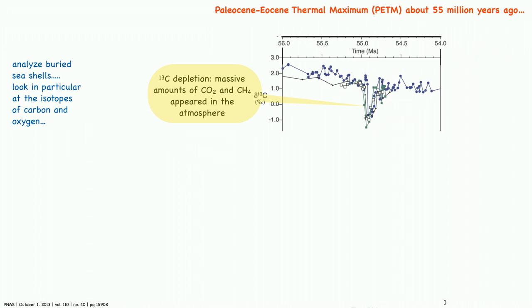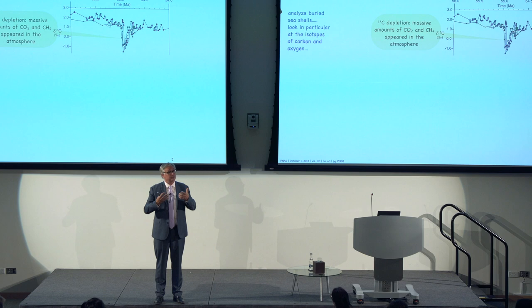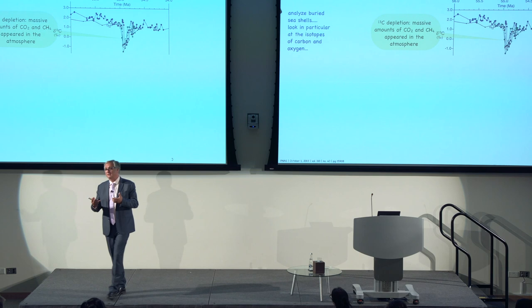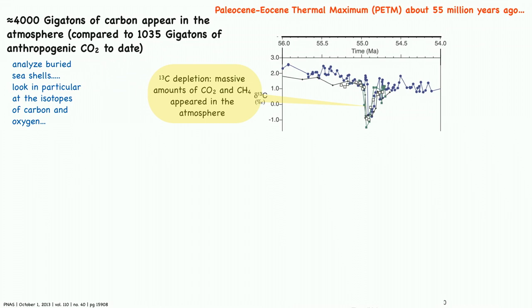By the way, how come I can't tell between CO2 and methane? When we release methane into the atmosphere, it's a strong radiative forcing gas, but it reacts to form CO2 in about 20 years. So on geological timescales, you can't really tell the difference between CO2 and methane. So there it is, a large peak, and that's about 4,000 gigatons of carbon introduced into the atmosphere. Right now, you and I are at a quarter of that value from our combustion activities.